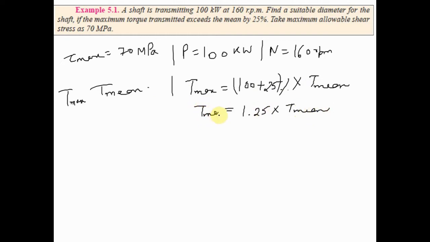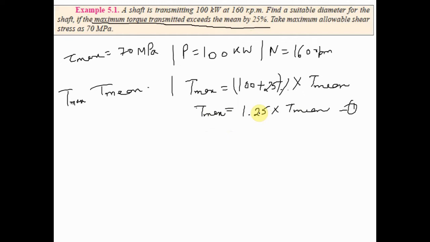Okay, so this is equation 1. This is derived from the statement that the maximum torque exceeds the mean by 25%. I have assumed maximum torque as T max and mean torque as T mean. So T max is equal to 1.25 times T mean.